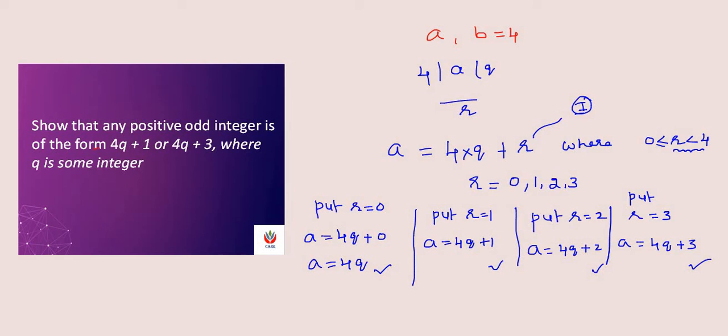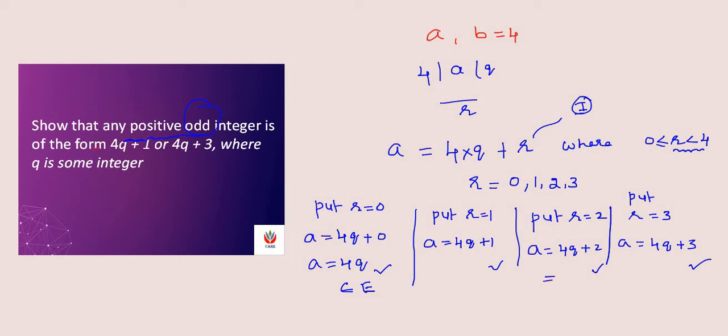In the question, he has given to identify the positive odd numbers. This is very important: a is a positive odd integer. So 4q can never be an odd number. Why? Because even times something is always an even number. So this belongs to even numbers. Come to this one, 4q plus 2.